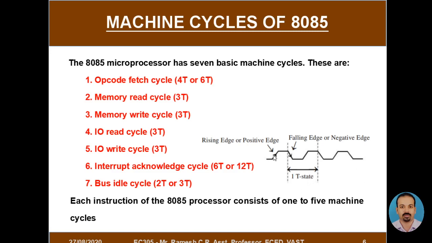Okay, and whenever we mark the T states in this machine cycle or timing diagram, you can either start from the low to high tip, or you can start at the beginning of the falling edge. So in general, with respect to the 8085 microprocessor, the T state is always defined at the falling edge. Okay, it's not at the rising edge, it is always at the falling edge. We always represent the components at the falling edge.